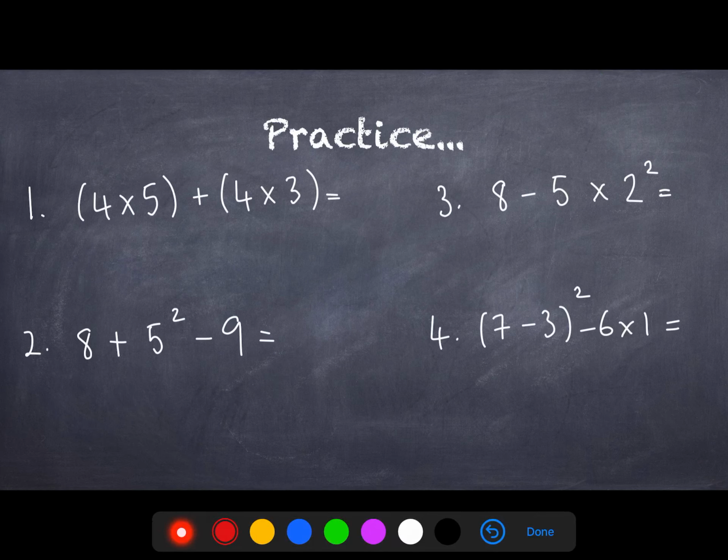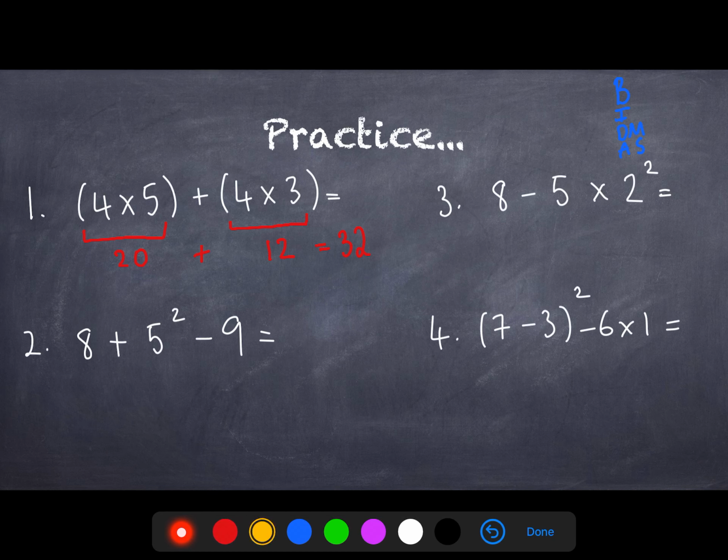Right, now let's have a look at this. So question 1, brackets first, remember. Before I even start, I'm going to get that BIDMAS back in the corner. So brackets first, let's solve those brackets. 4 times 5 is going to give me 20. 4 times 3 is going to give me 12. And then I'm just going to add those together to give me 32.